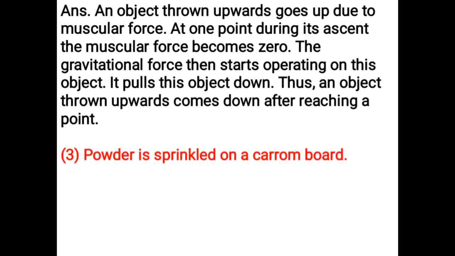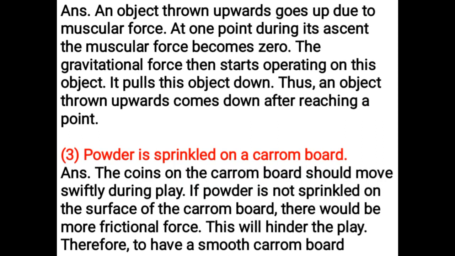Powder is sprinkled on a carom board. The coins on the carom board should move swiftly during play. If powder is not sprinkled on the surface of the carom board, there will be more frictional force. This will hinder the play. Therefore, to have a smooth carom board surface, powder is sprinkled on a carom board.